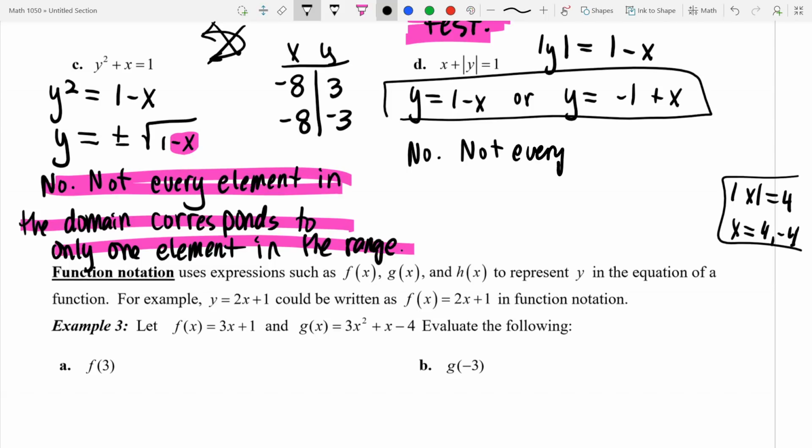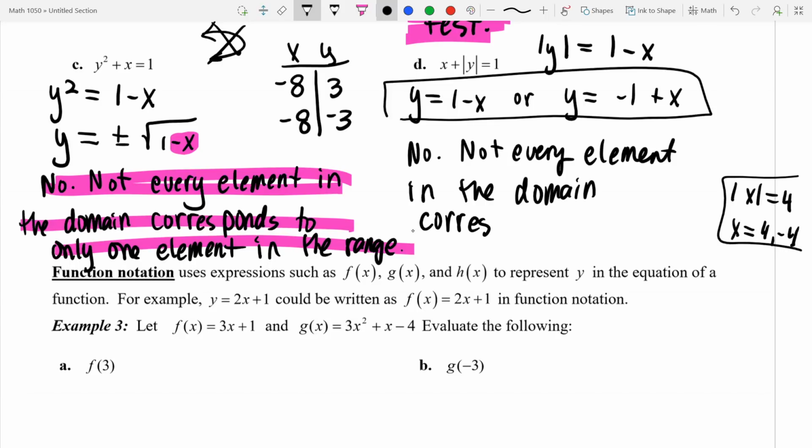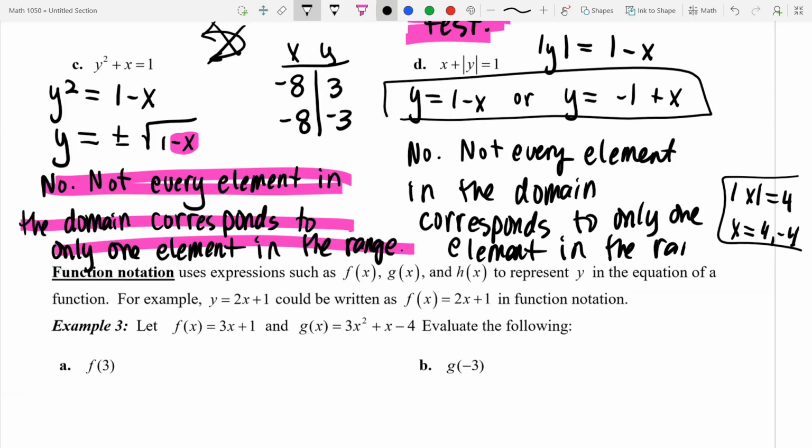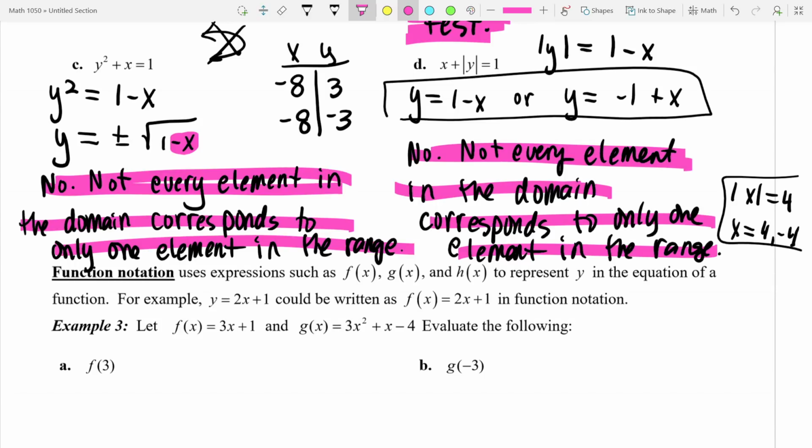Not every element in the domain corresponds to only one element in the range. It doesn't have to be verbatim. You can change a little bit of the words, but if you don't know what you're saying, I'm going to be able to tell if you say it in a strange way that doesn't make sense. So get as close as you can.